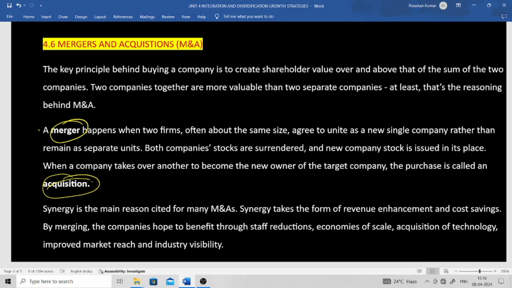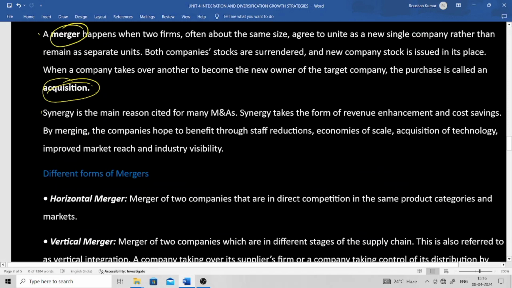Next, synergy. Synergy is the main reason cited for many mergers and acquisitions. Synergy means the output produced individually is going to be less compared to when two organizations combine their resources to produce output. It means the output produced by combining the resources of two or more organizations will be more compared to the output produced by the companies when they are operating individually.